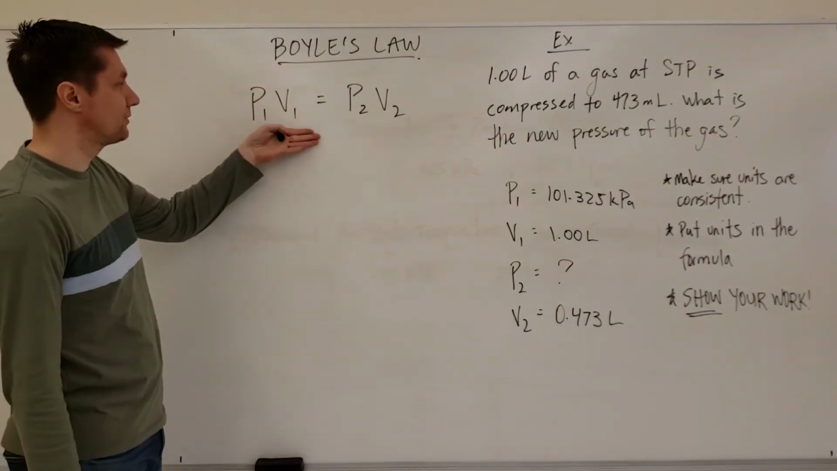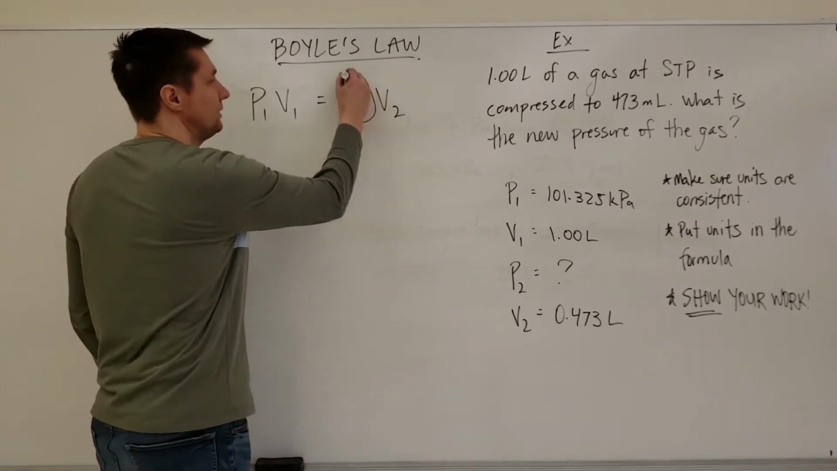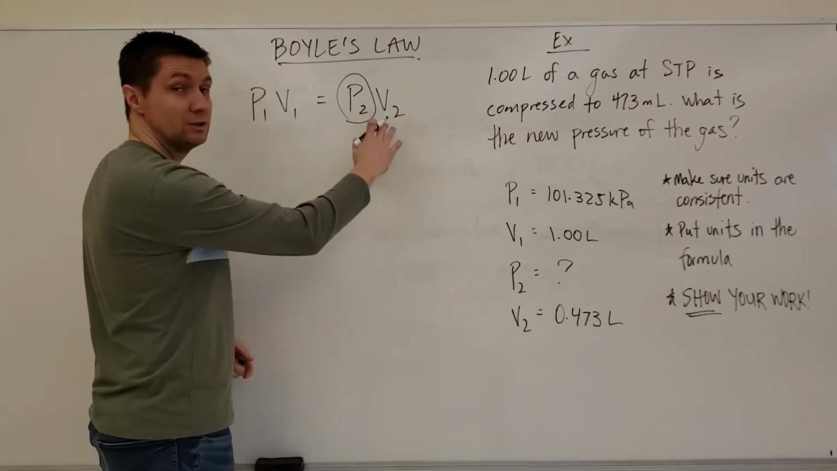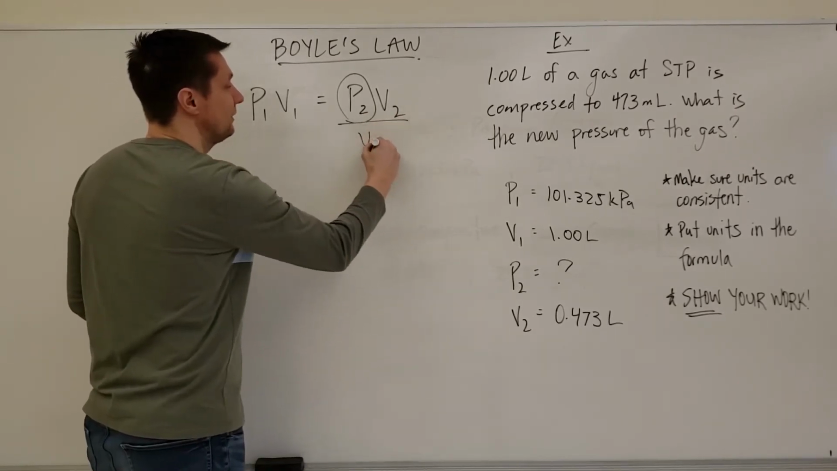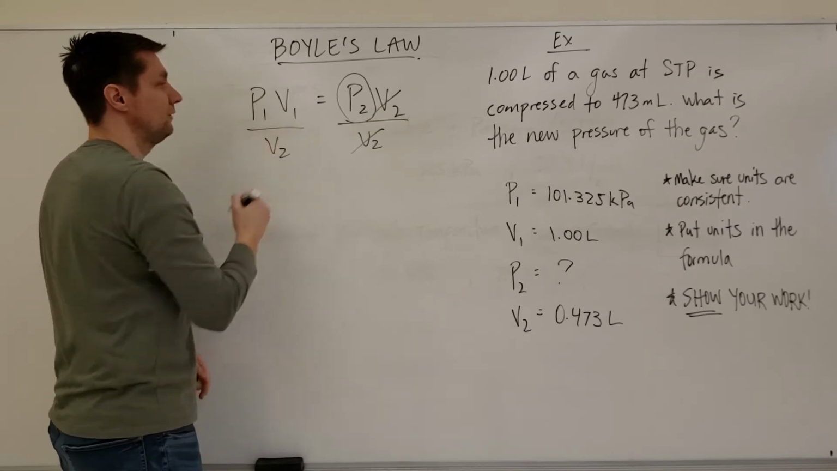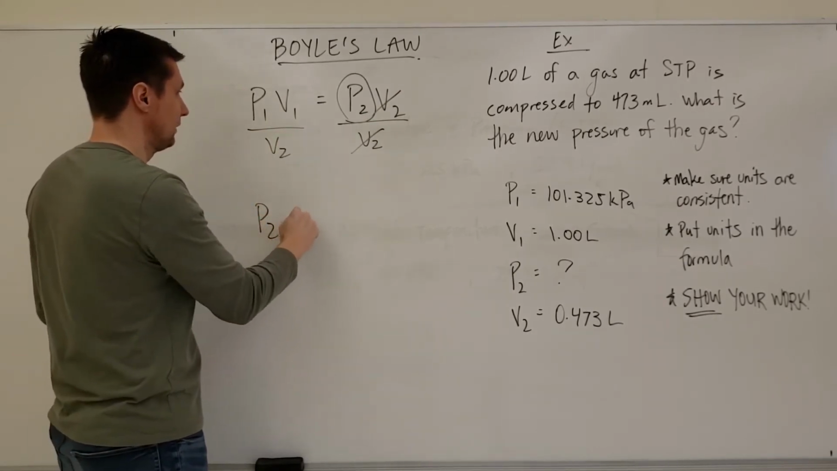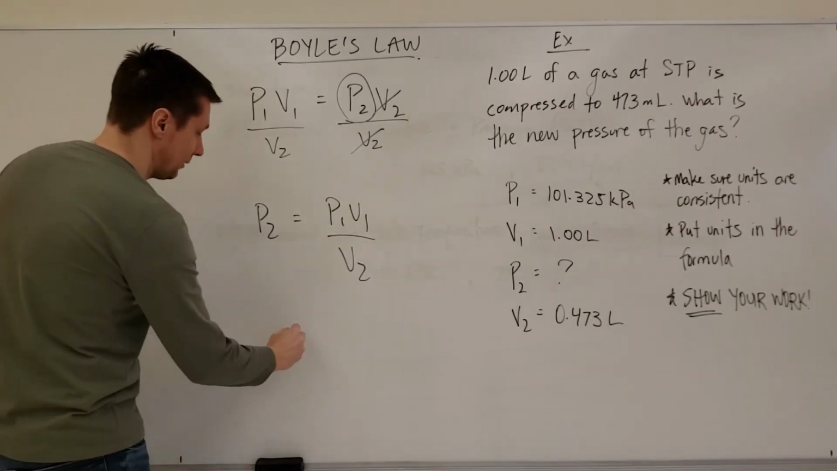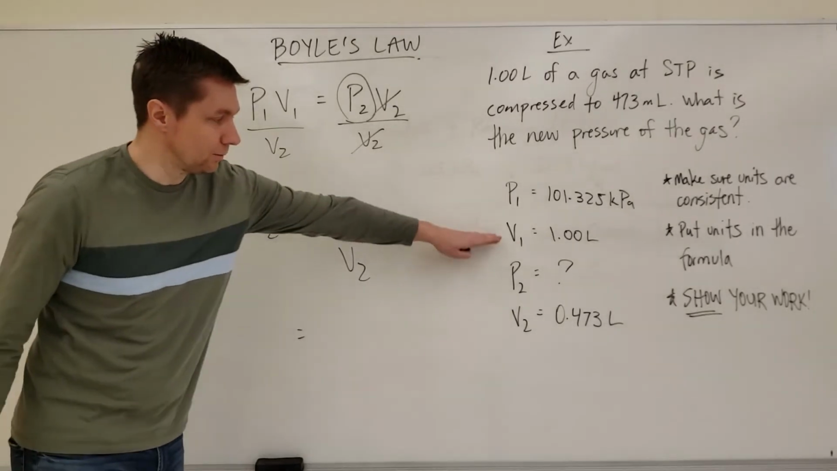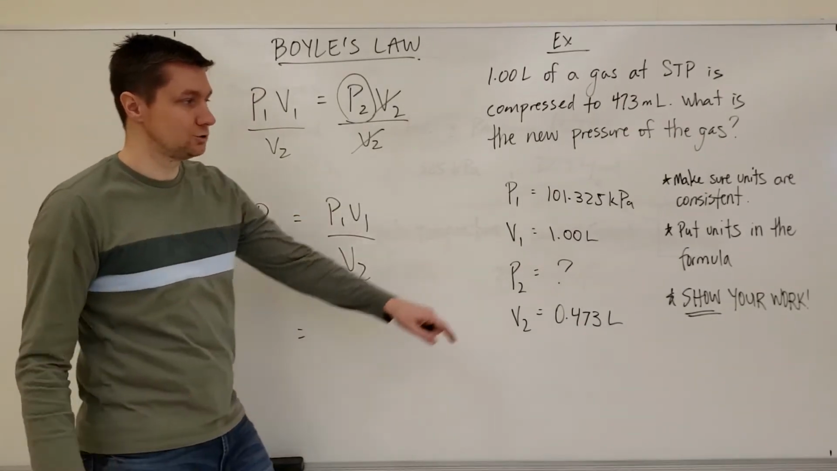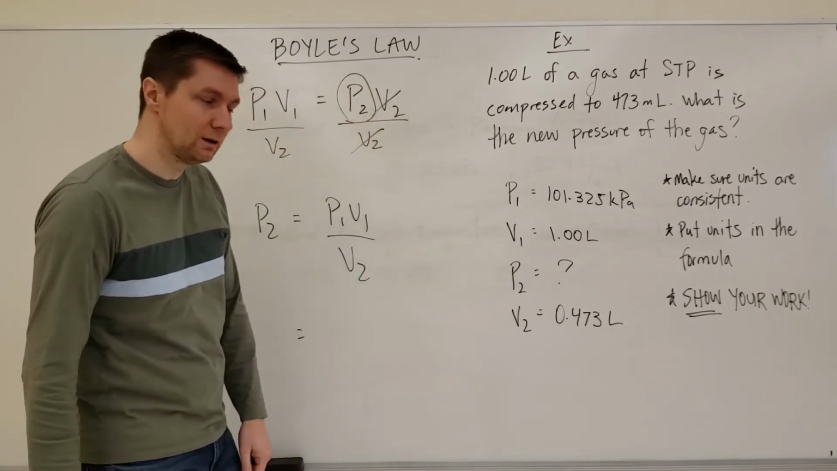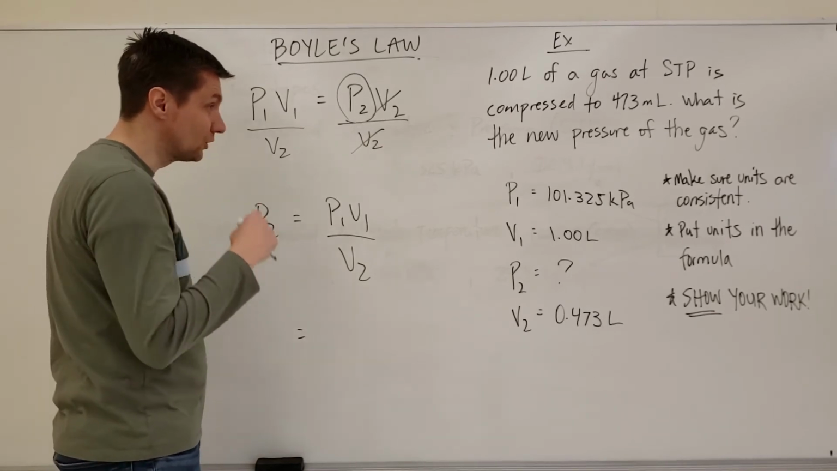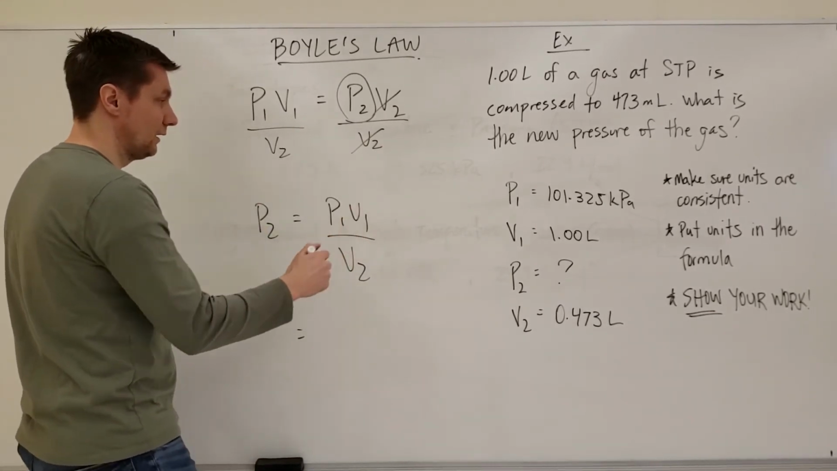So I come over to my formula and I want to solve for P2. Algebraically, this is a simple move of getting P2 by itself by dividing by V2. So the V2s cancel and V2 goes over there. That means P2 is equal to P1 V1 divided by V2. To calculate P2, I plug in the numbers into my formula, making sure that you put your units in and that you are showing your work as you go along.